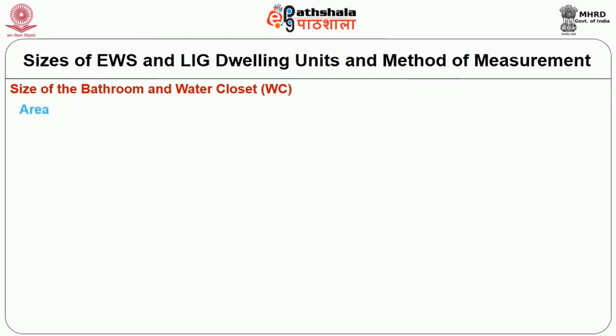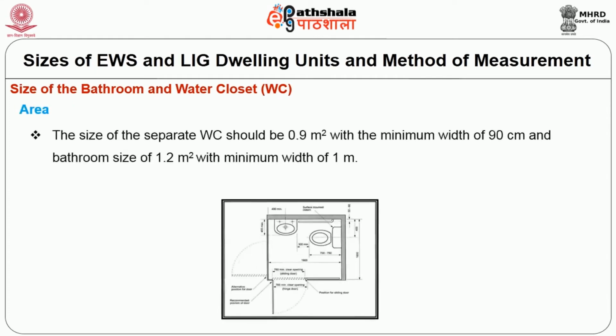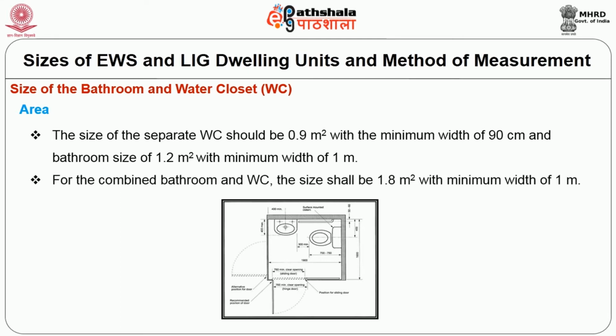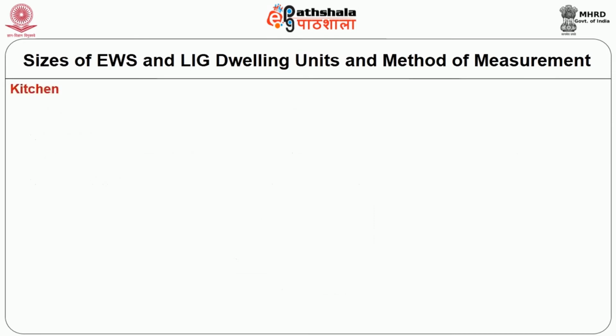Then the size of the bathroom and water closet. A separate area should be given for the water closet of 0.9 meter square with a minimum width of 90 centimeters, and a bathroom size of 1.2 square meters with a minimum width of 1 meter. For a combined bathroom and water closet, the size shall be 1.8 meter square with a minimum width of 1 meter.